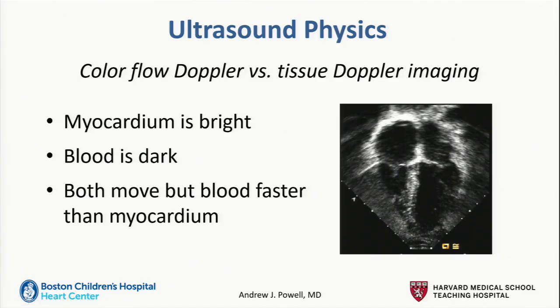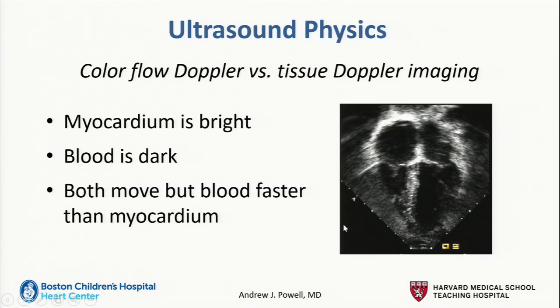So finally, let's just turn to color flow Doppler and compare it to tissue Doppler imaging as well. And I just need to give you a little background just to make this make some sense. Here you have an image, and I'll just highlight the fact that myocardium is bright. It has a high amplitude signal. Blood is dark. It has a low amplitude signal. And then another point to understand here is that both of these structures move. The myocardium will move up and down, and the blood moves in and out. But blood moves faster than myocardium.